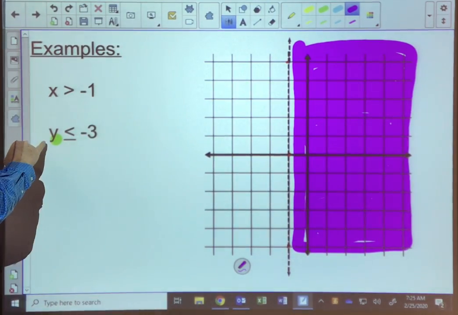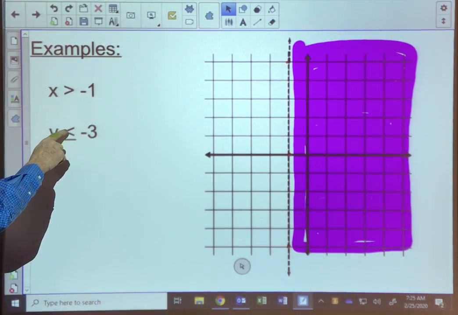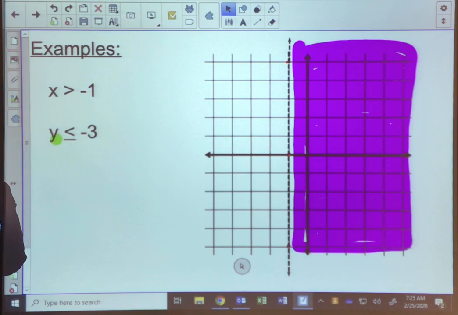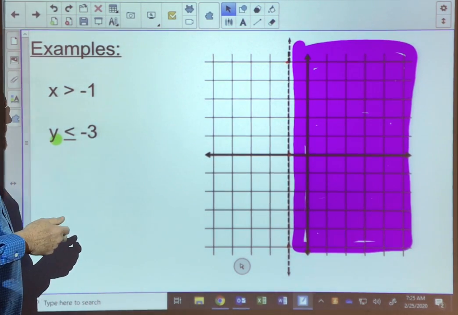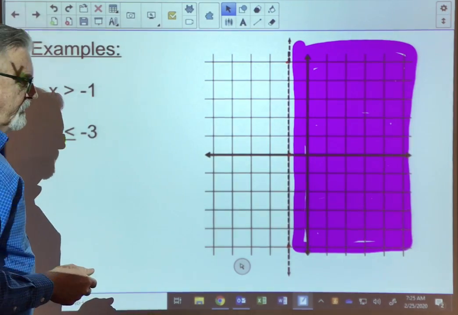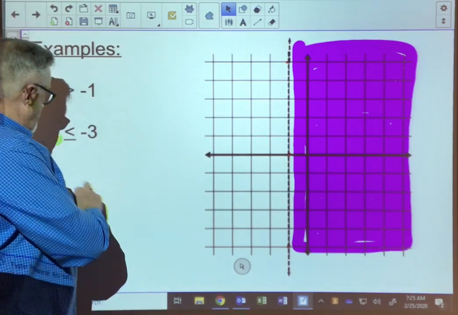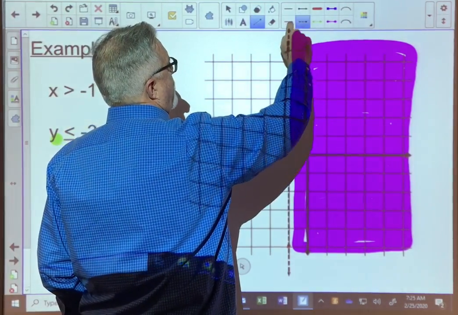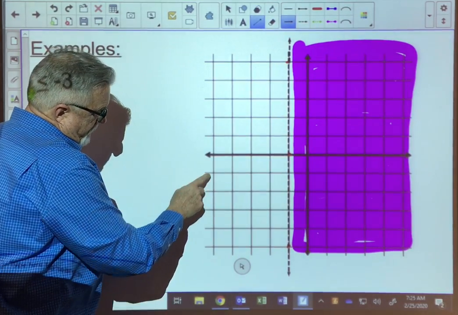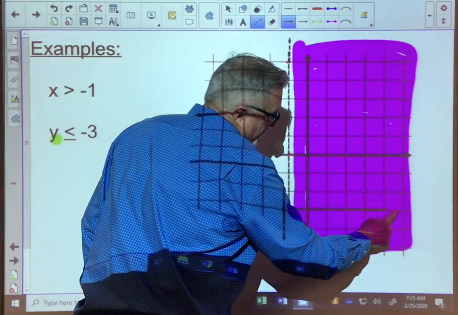Now we need to go ahead and graph this one. This one says y is less than or equal to negative 3. That means it doesn't matter what x is, y is always going to be less than or equal to negative 3. Well, negative 3 is 1, 2, 3 down here. It says it's or equal to, so we know we're going to use a solid line as our boundary. So we're going to come down to 1, 2, 3, negative 3 on the y. We're going to go ahead and draw our boundary in.